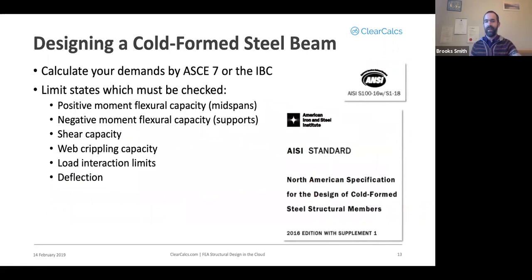So your first step in designing a cold form steel beam is to calculate all of your demands using either AISI 7 or the International Building Code, IBC, whichever you're using in your design. I'm not going to go through the details of that. That'll be a topic for another webinar, but hopefully you may already be aware of exactly how to do that. The limit states then that need to be checked for and capacities that need to be calculated in a cold form steel beam, however, include the flexural, shear, web crippling, load interactions, and deflections.